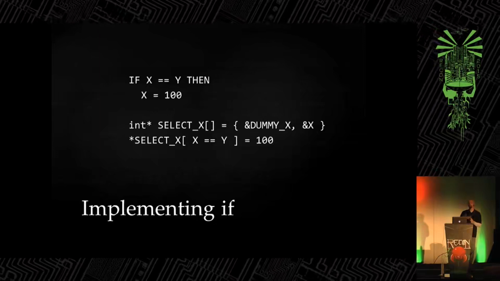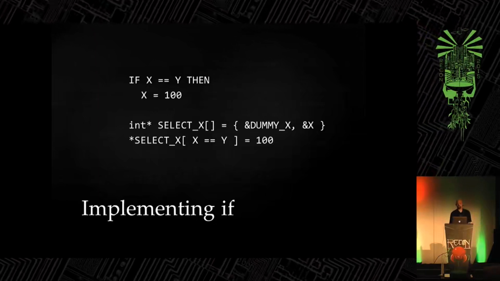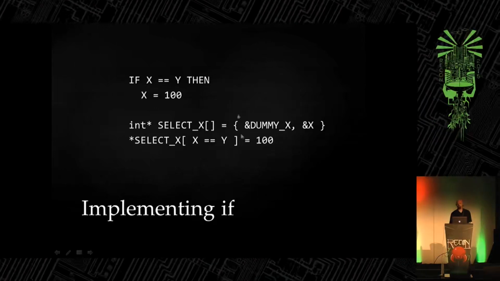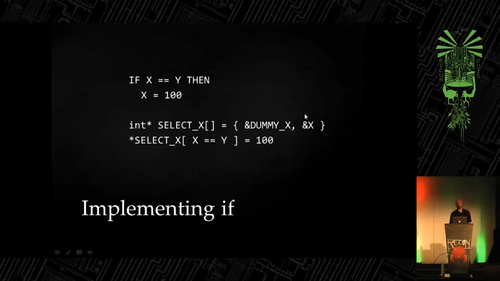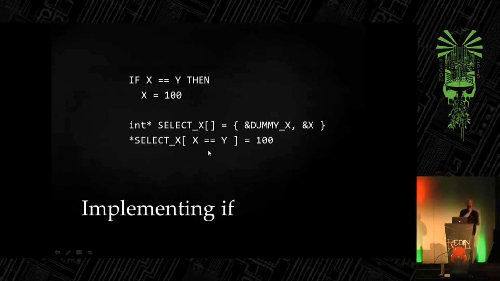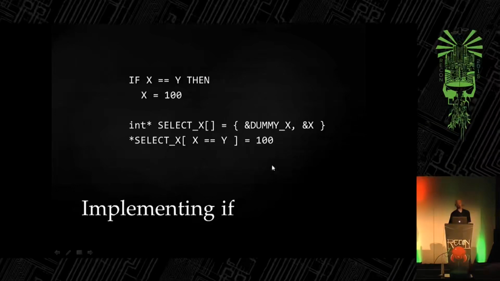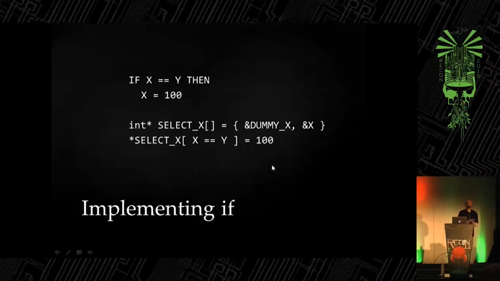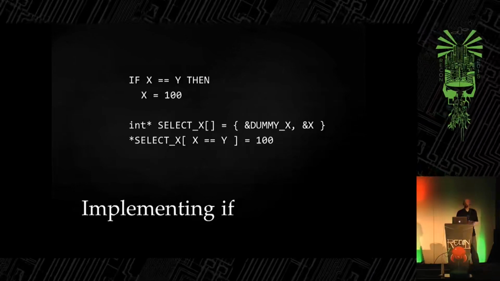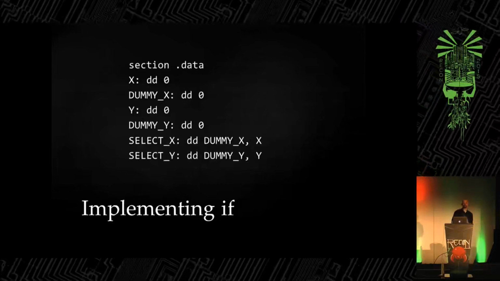And that's going to look a little bit something like this. We've got an array of 2 pointers. One pointer points to our dummy data, one pointer points to the real data. Then we use our equality check to select either between the real pointer or the fake pointer. We dereference that pointer and we assign 100 to whatever it points to. So without any actual branches, we've just effectively implemented this if statement using this pointer selection method.